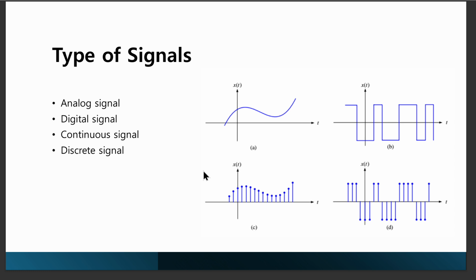A is represented as an analog continuous signal, B is a digital continuous signal, C is an analog discrete signal, and D is a digital discrete signal.